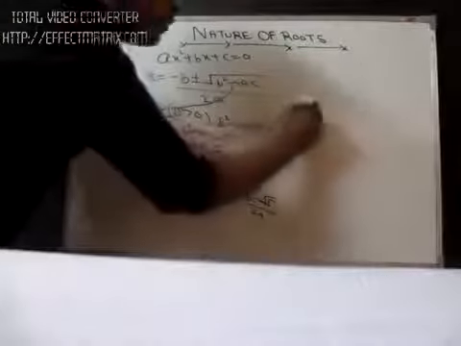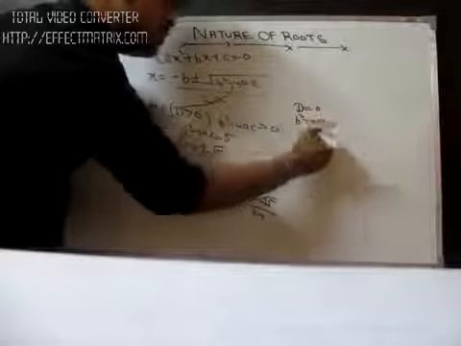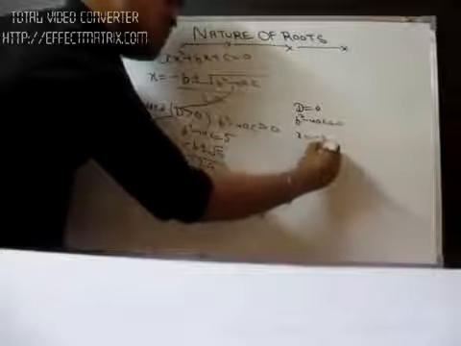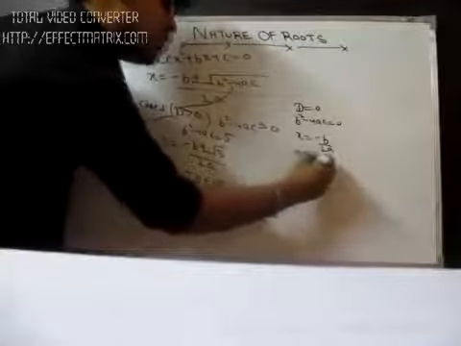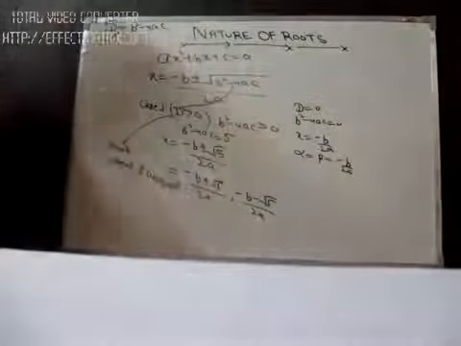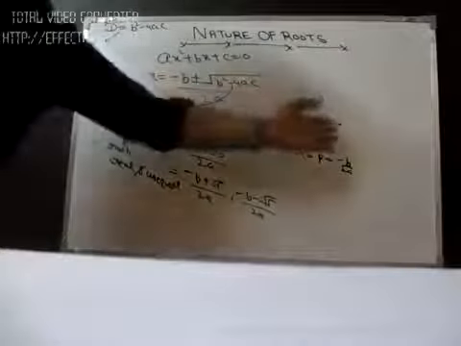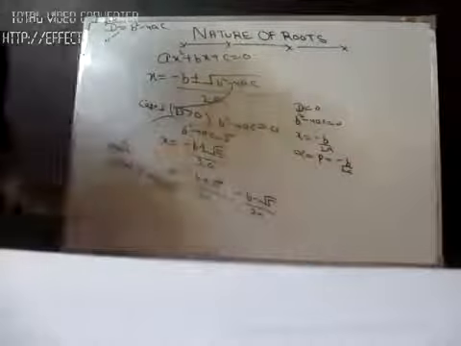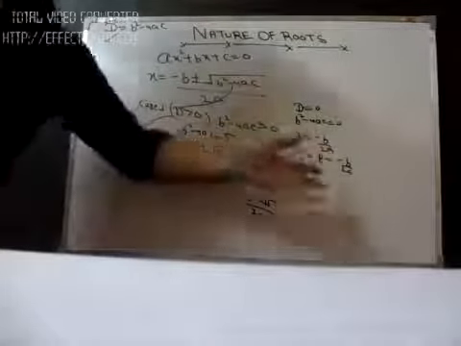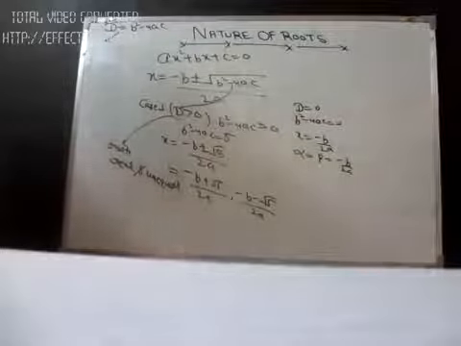Case 2, when D is equal to 0. D equal to 0 means b square minus 4ac is equal to 0. Means x is equal to minus b by 2a. Means alpha is equal to beta is equal to minus b by 2a. So there are two roots and both are equal and real. So when D is equal to 0, the roots are real and equal. Real and equal means the graph will not cut the x-axis but it will touch the x-axis.